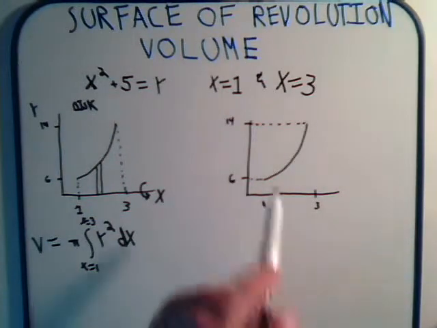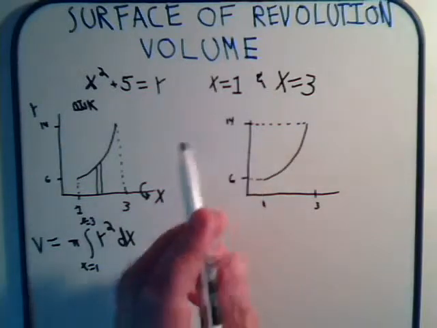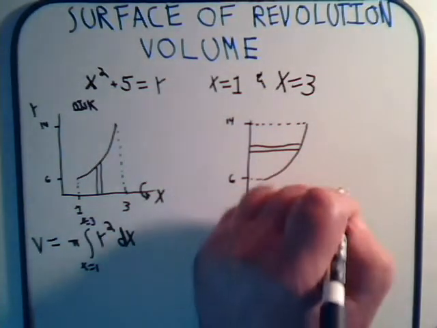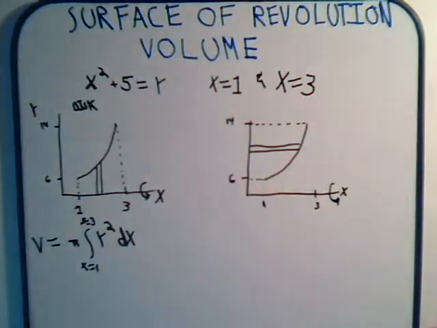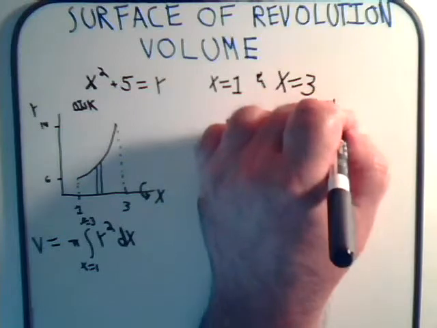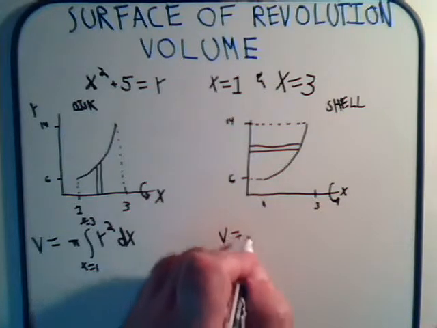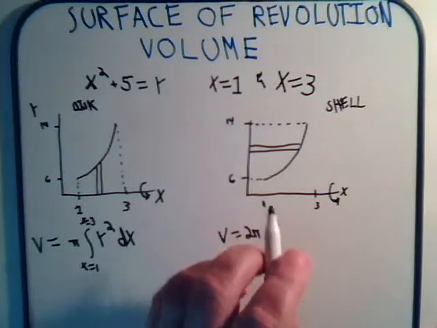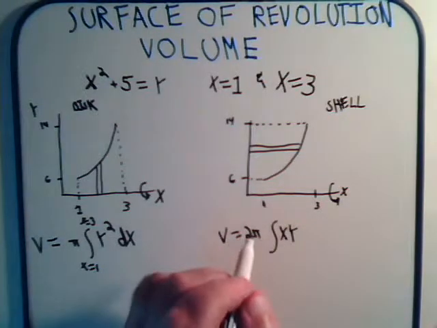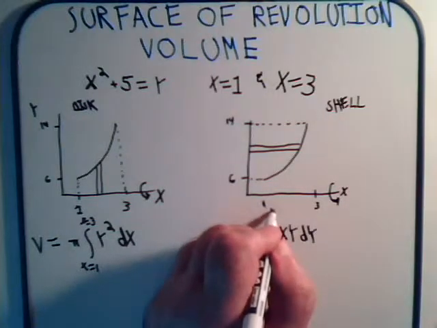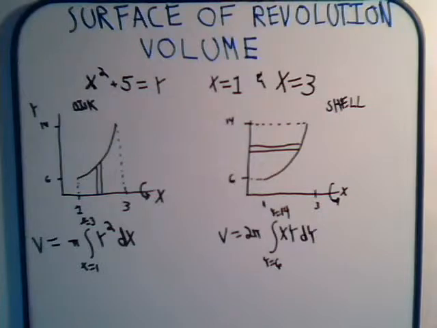On the other hand, if this is our region of interest, then we would be drawing horizontal strips like this that are parallel to our axis of rotation, the x-axis. Now we're dealing with shells, so this would be the shell method. And with the shell method, the corresponding volume integral is 2 pi times the integral of x times y, and in this case it's dy here. Y goes from 6 to y equals 14. Now how do we get these two different integrals? We have introductory videos that explain how we obtain these in different situations.